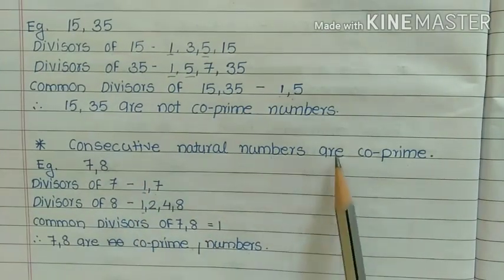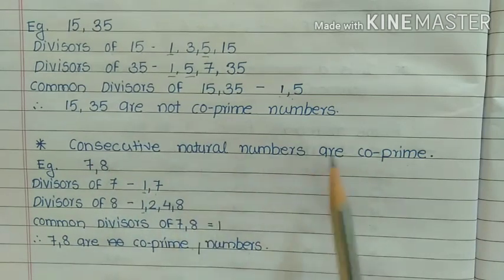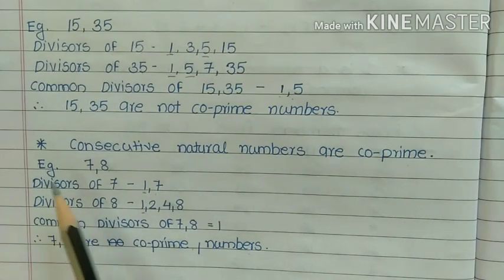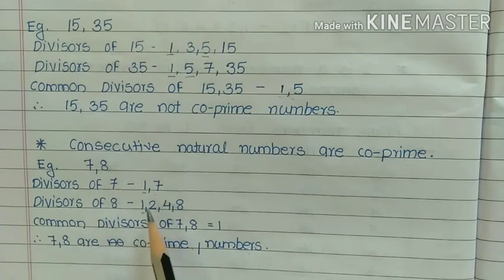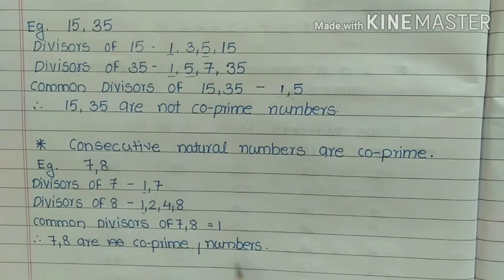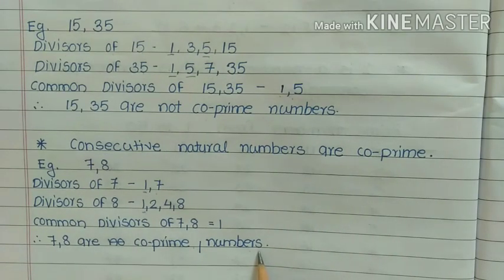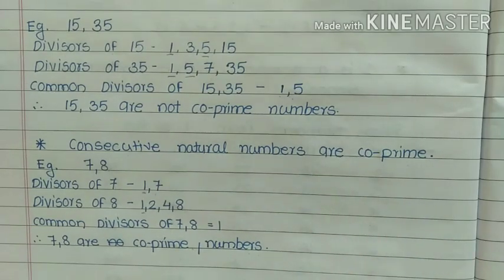Consecutive natural numbers are co-prime. Consecutive means coming one after another. Let us take one example: 7, 8. Divisors of 7: 1 and 7. Divisors of 8: 1, 2, 4 and 8. What are the common divisors of 7 and 8? Only 1. So they are co-prime numbers. Hence, it is proved that consecutive natural numbers are co-prime.